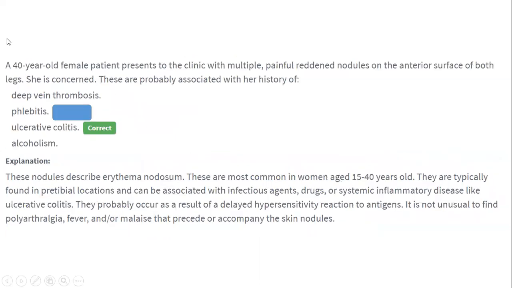What next? A 40-year-old female patient presents to the clinic with multiple painful red nodules on the anterior surface of both legs, and she is concerned. These are probably associated with her history of what? Deep vein thrombosis, phlebitis, ulcerative colitis, or alcoholism.